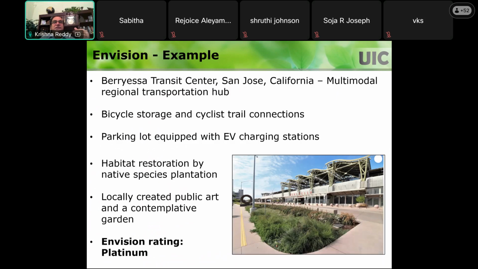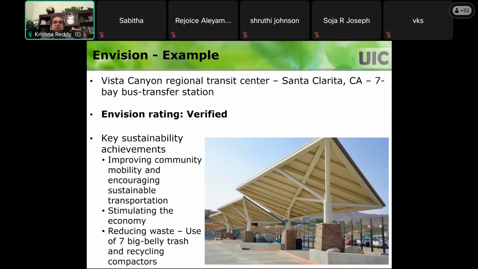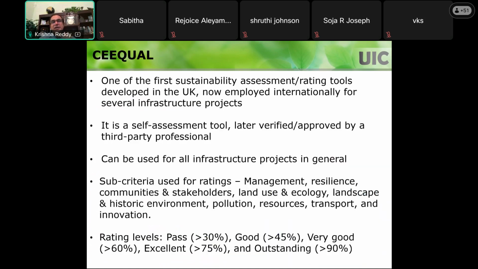And here is another project that is done under the Envision. Again, this is the multimodal regional transport hub, bicycle storage, parking lot, and there is a green infrastructure to address the stormwater and other things. So this got the rating of platinum. And again, this is another project that is done under Envision. Envision is used during the project planning and construction, everything else. At the end, it has a lot of sustainability and resiliency features. And Envision is used extensively in the US, and now it is being considered in other countries.